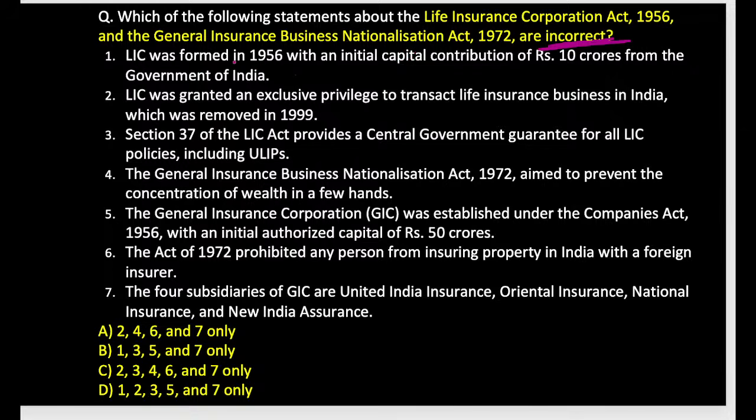So LIC was formed in 1956. Initial capital was 5 crores, not 10 crores. LIC was granted an exclusive privilege to transact life insurance business, which was removed in 1999. Yes, 100% true. Section 37 of LIC Act provides central government guarantee for all LIC policies. First of all, there is no guarantee, ठीक है. So this is also wrong.